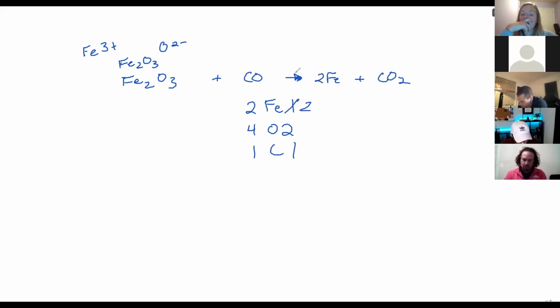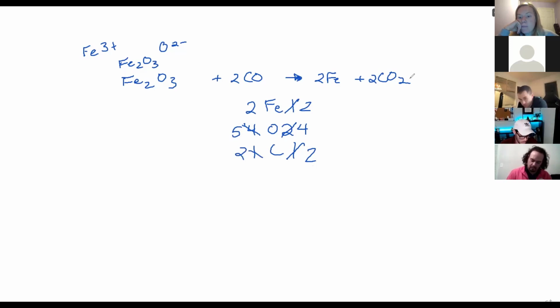Oxygen, I have 4 here and I only have 2 here. So if I put a 2 here, that's going to change this to 4. It's also going to change my carbon to 2. Okay, so I could put a 2 here. That's going to change my oxygen now to 3, 4, 5, and my carbon to 2.